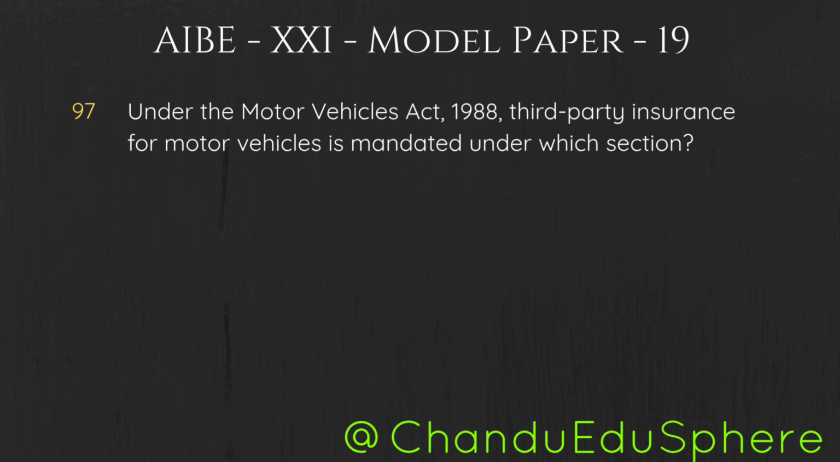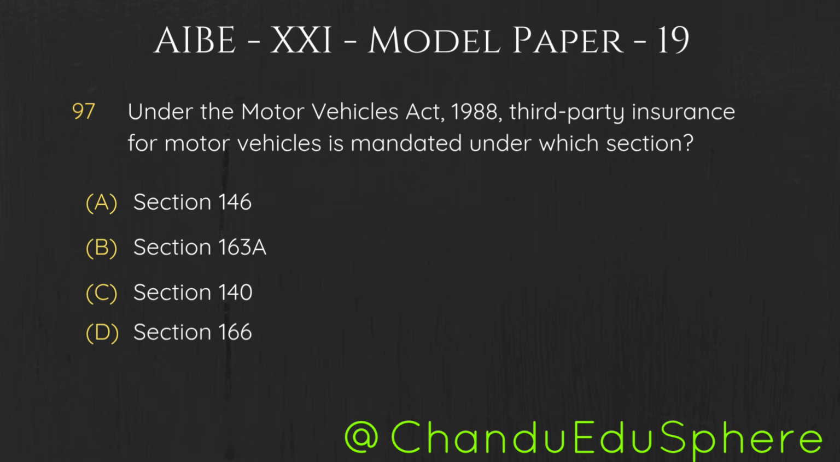Under the Motor Vehicles Act 1988, third-party insurance for motor vehicles is mandated under which section? Section 146 of the Motor Vehicles Act 1988 mandates compulsory third-party insurance. No person shall use or cause or allow any other person to use a motor vehicle in a public place without a policy of insurance complying with the requirements of Chapter 11. Section 146.